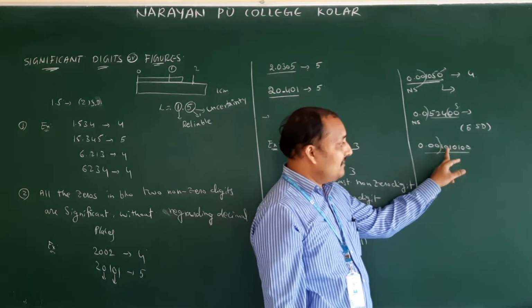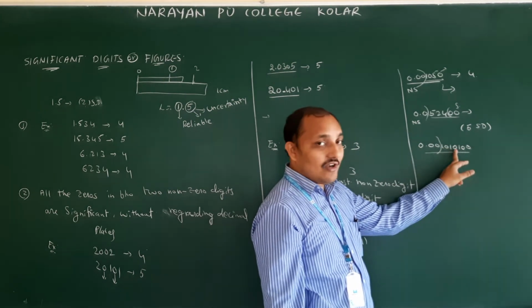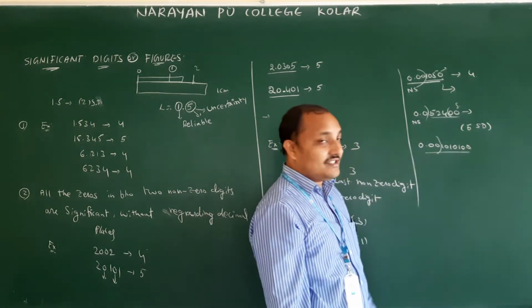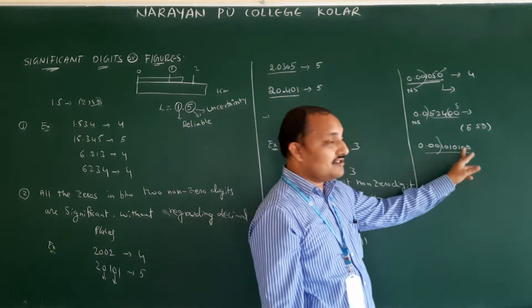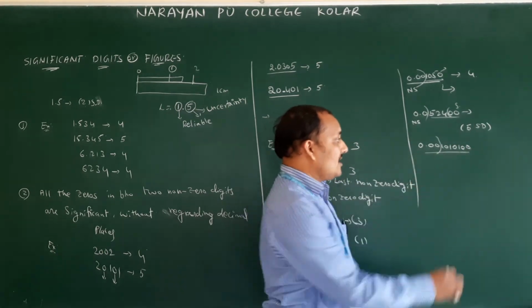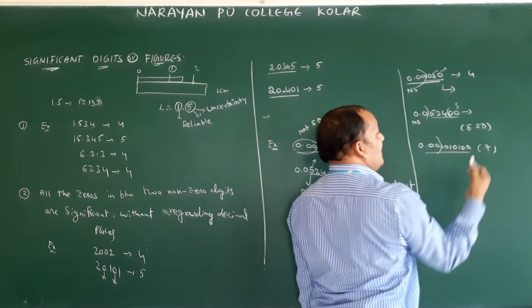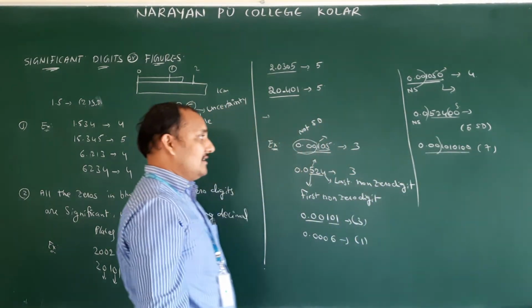Why? Because it is between two non-zero digits. This 0 is also significant, between two non-zero digits. These 2 zeros are also significant. Why? Because they come after the last non-zero digit. Therefore, total how many are there? 1, 2, 3, 4, 5, 6, 7. Therefore, 7 significant digits are there.